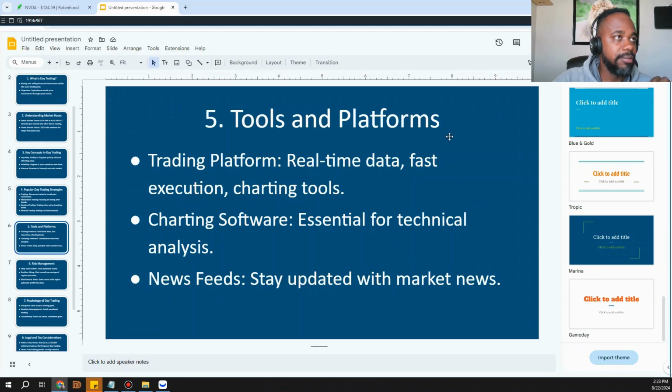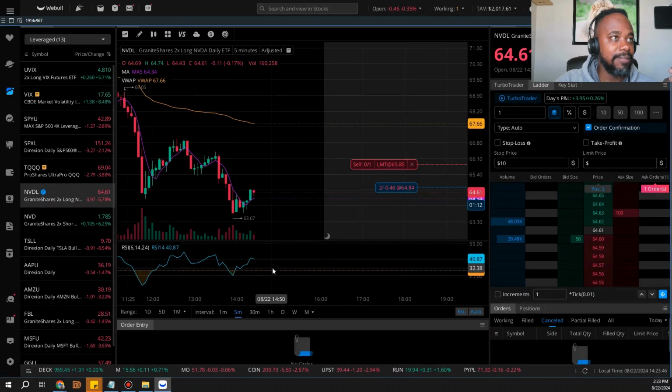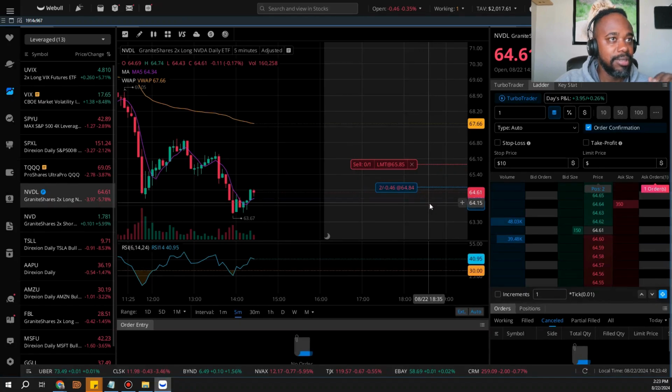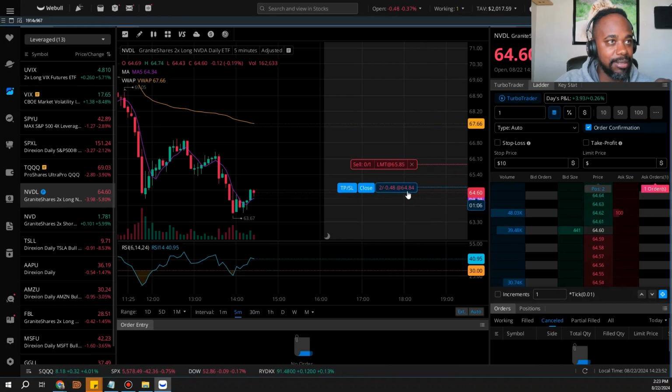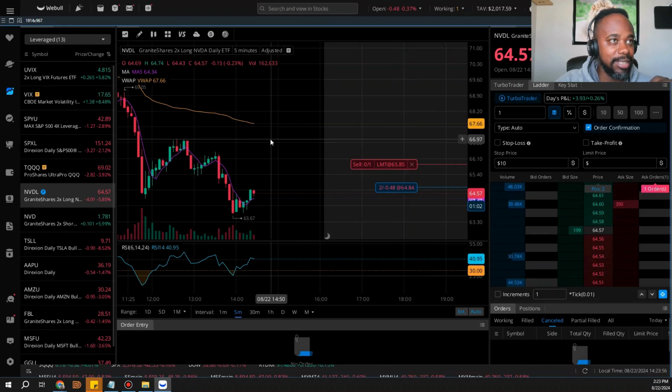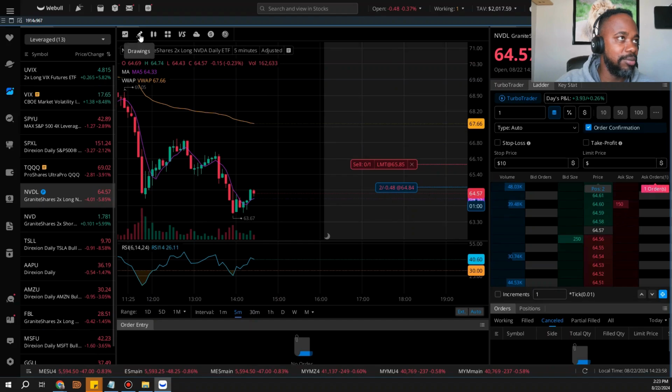Now let's talk about number 5, tools and platforms. So you've got trading platform, real-time data, fast execution, charting tools. And then you have charting software, essential for technical analysis. And that's something like this. So you can see I'm in a play right now where my average cost is $64.84. I have it set to sell at 65 because I think it's going to do that.